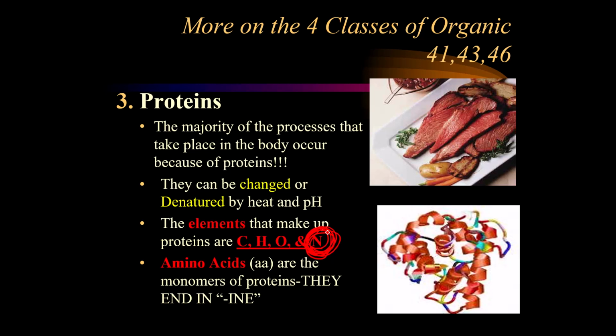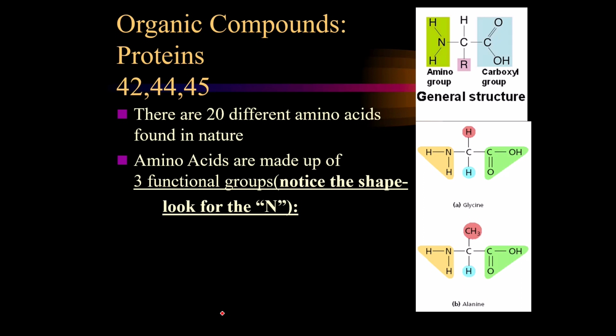All right. And your monomer here is, all right, amino acids. And they end in ine. So like arginine, all right, glutamine, beta-alanine. Okay, that ine at the end lets you know that it is a protein or an amino acid that makes up protein. There are 20 different amino acids found in nature.